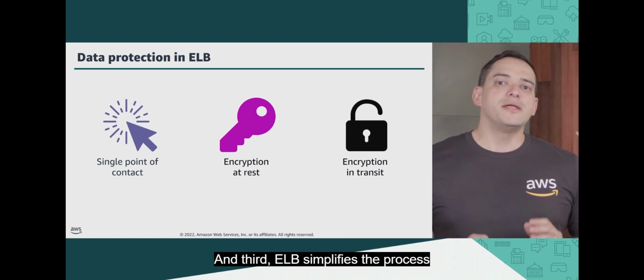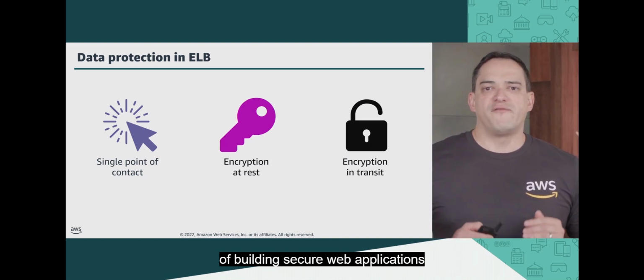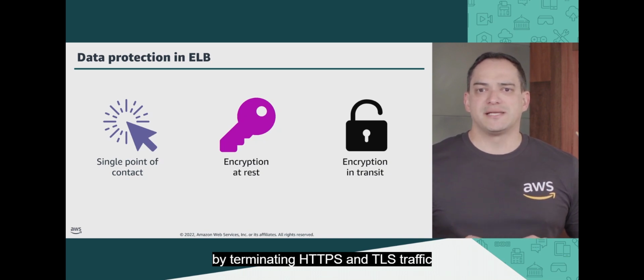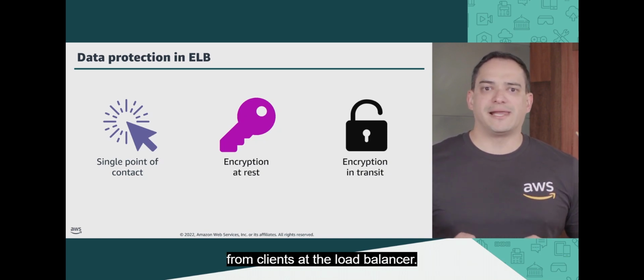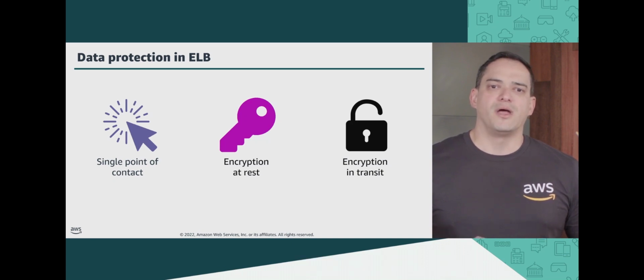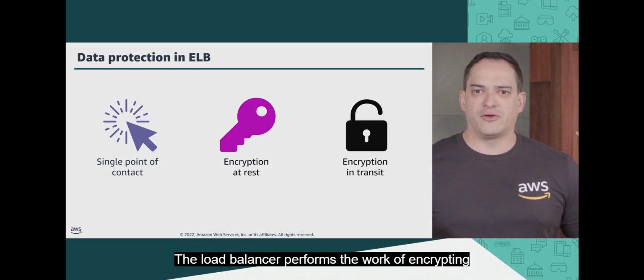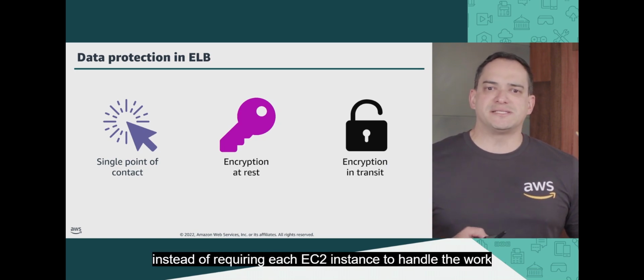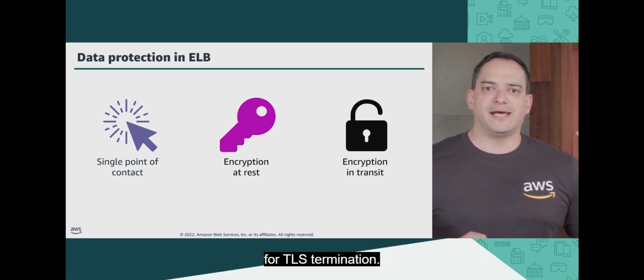And third, ELB simplifies the process of building secure web applications by terminating HTTPS and TLS traffic from clients at the load balancer. The load balancer performs the work of encrypting and decrypting the traffic instead of requiring each EC2 instance to handle the work for TLS termination.